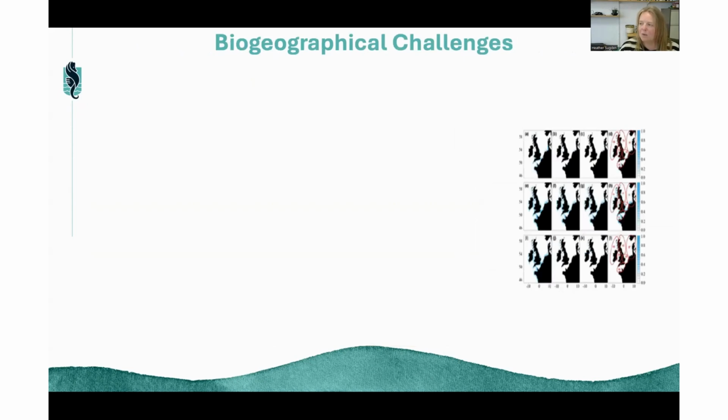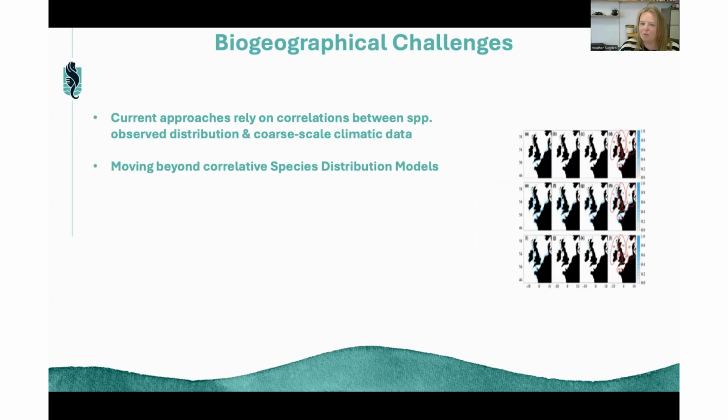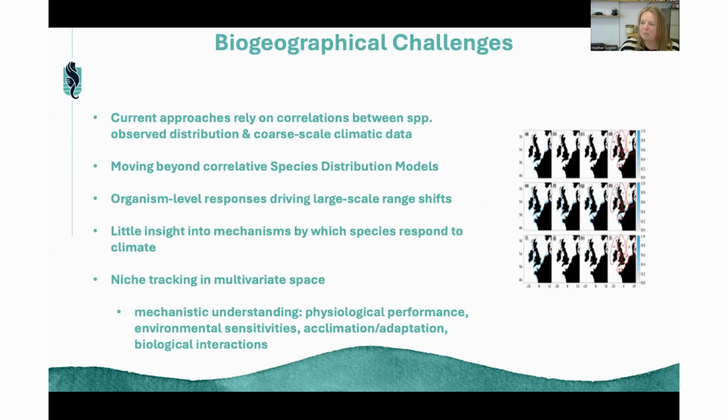And Nova's just going to tell you a little bit about that in terms of biogeographical challenges. Yep, so the reason that we started doing these experiments is that we found that a lot of species distribution models currently rely on correlating species distributions and quite coarse scale climatic data. These are okay, but they're not particularly accurate.